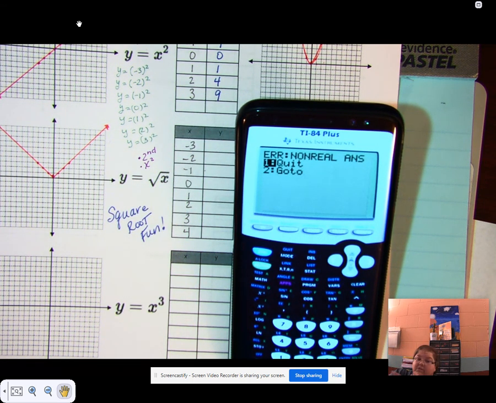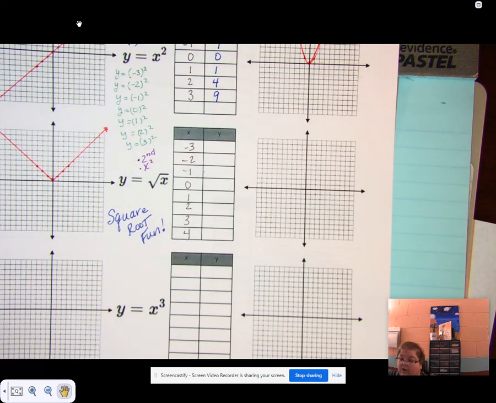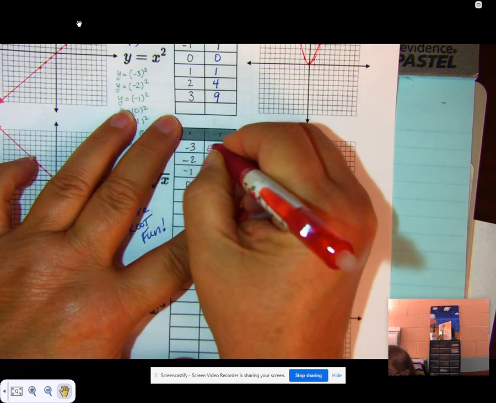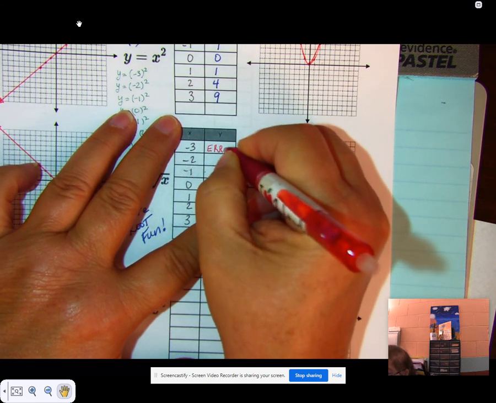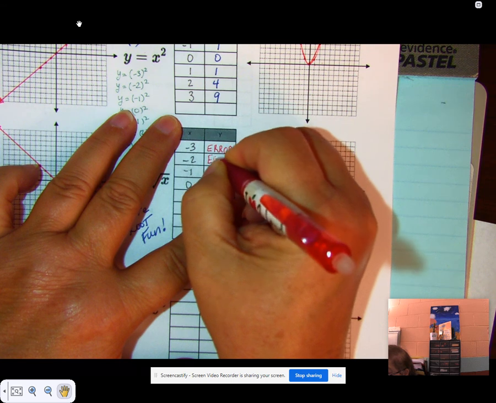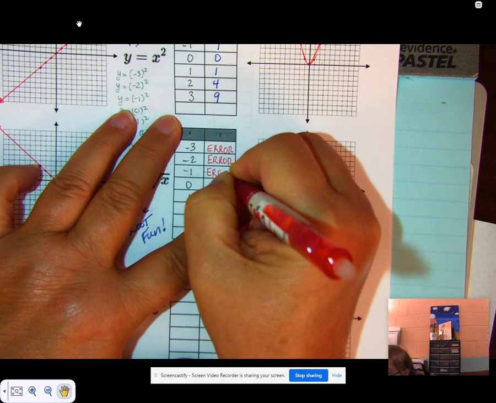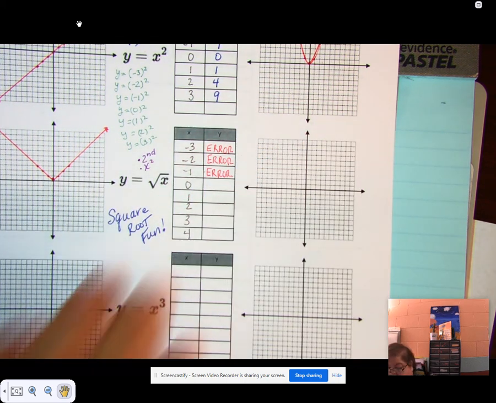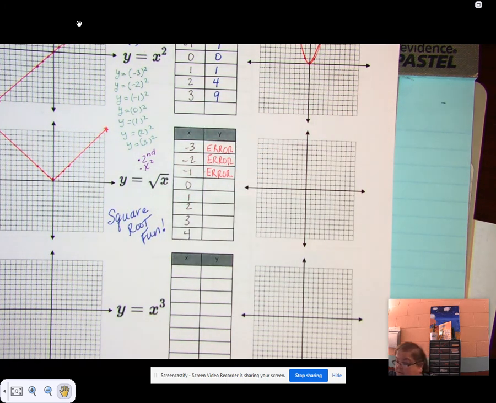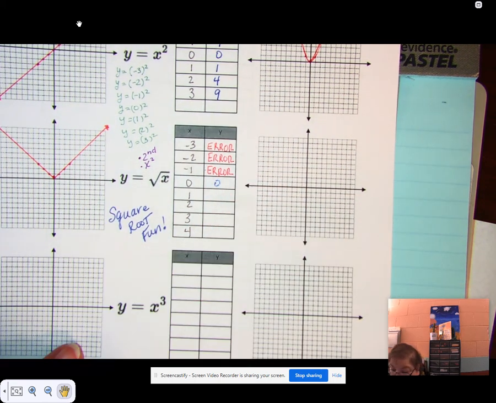But what kind of error is it? Because that matters. Some errors we can fix. This one is non-real answer. You can't fix that. It's a non-real answer, which means for us in Algebra 1, it does not exist. Non-real answers do not exist for us. So you're going to put error right here. Every negative number will give you an error. But then the square root of 0 is 0.